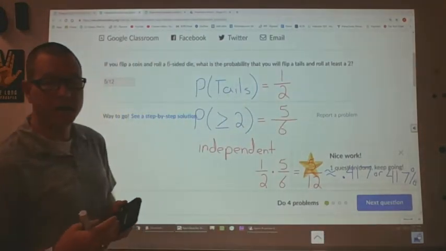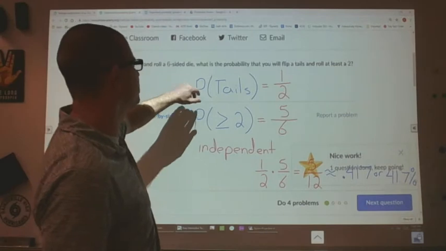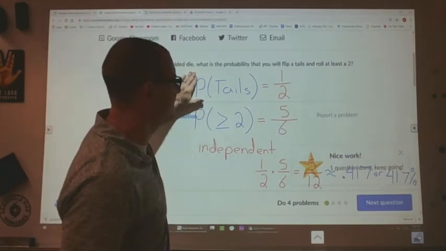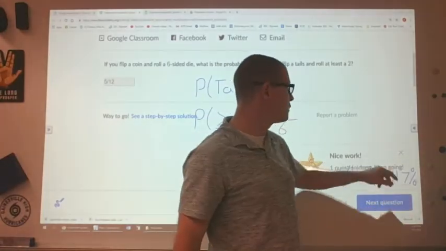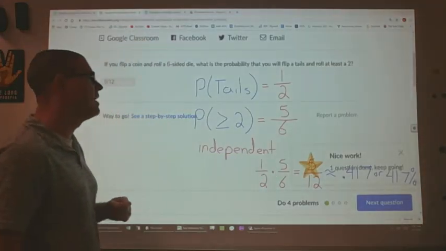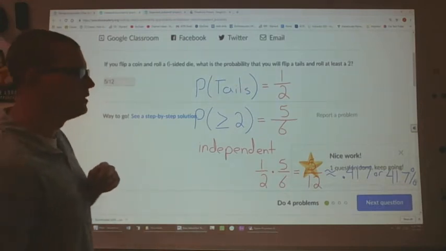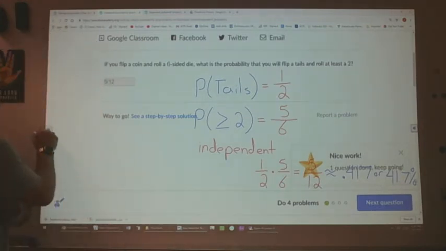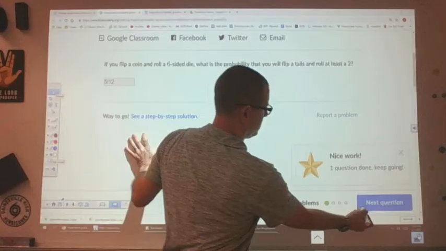41.7% of the time. So if we had a coin and a die, and we flipped the coin and rolled the die, 41.7% of the time we'd get a tails and a number at least 2, or that's what we would expect to see. Fairly simple, just multiplication. Let's do the next one.